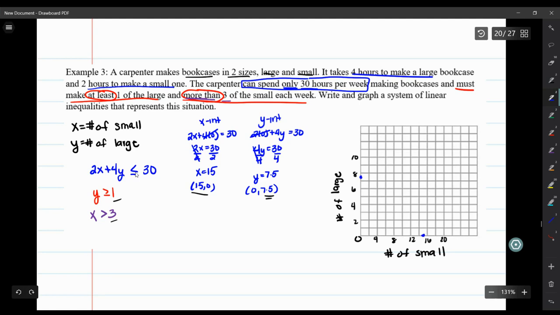This is a less than or equal to. So this means we're going to have a solid line. So we're going to connect these 2 points with a solid line. And we're going to talk about shading at the end.